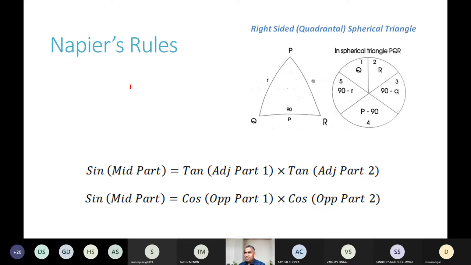But one, it is not in the syllabus. Nobody will ask you. And secondly, we never derive it in the question paper, we use it straight away.